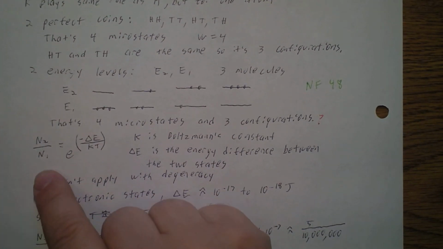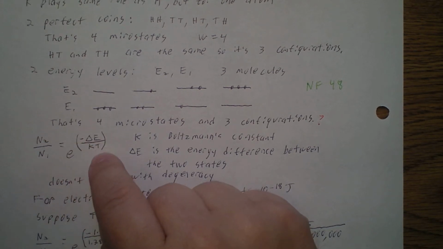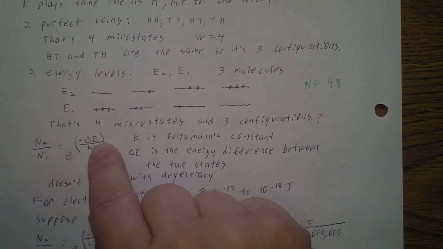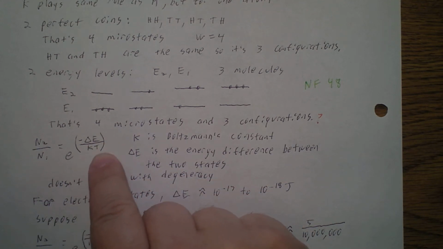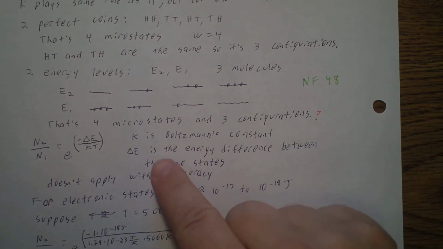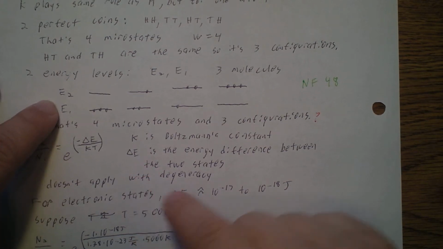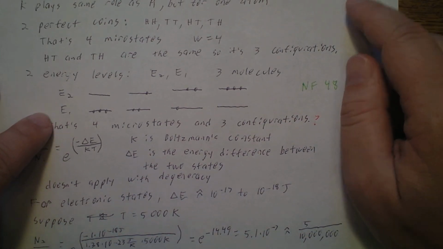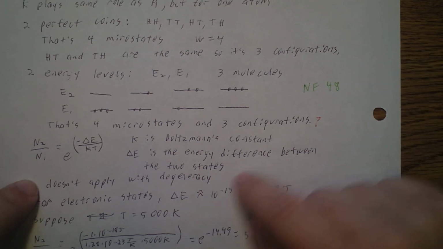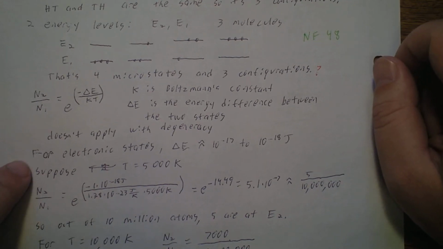Okay, so let's say we have N2 over N1 is equal to e to the minus delta E over kT. So delta E is the change in energy, k is Boltzmann's constant, T is absolute temperature, e of course is the natural number. So the delta E, that's the energy difference between these 2 states, so it would be E2 minus E1. Now this doesn't apply with degeneracy. We haven't even talked about degeneracy yet, but we will. So keep that in mind.